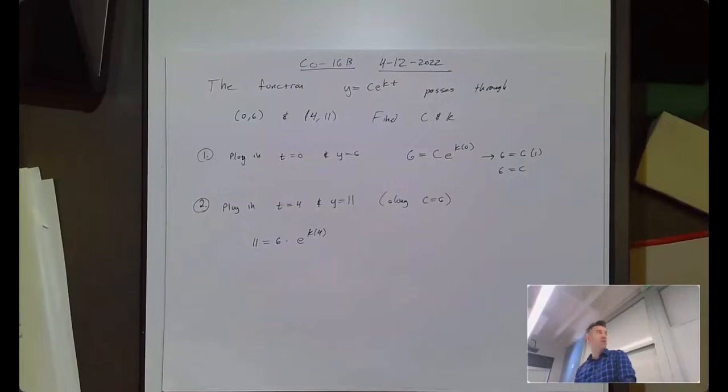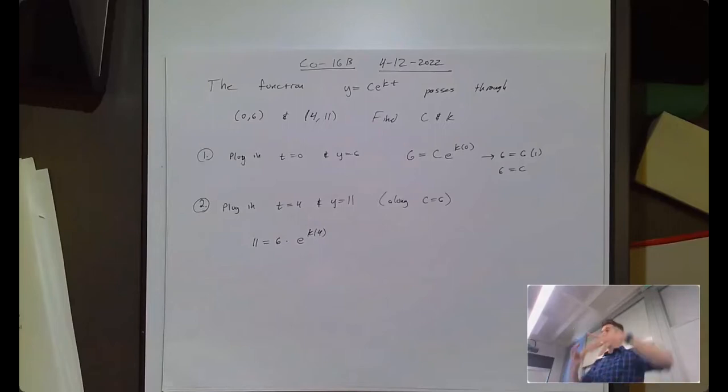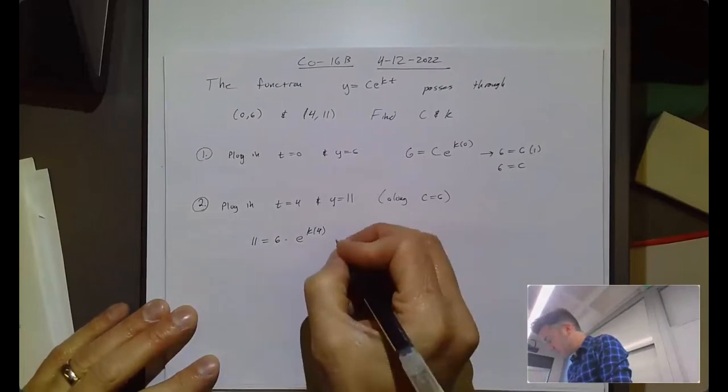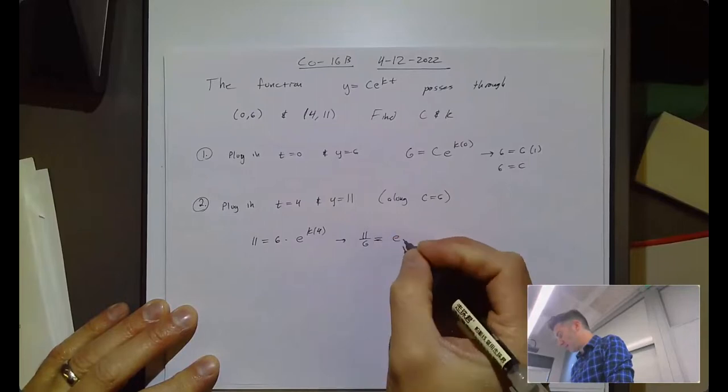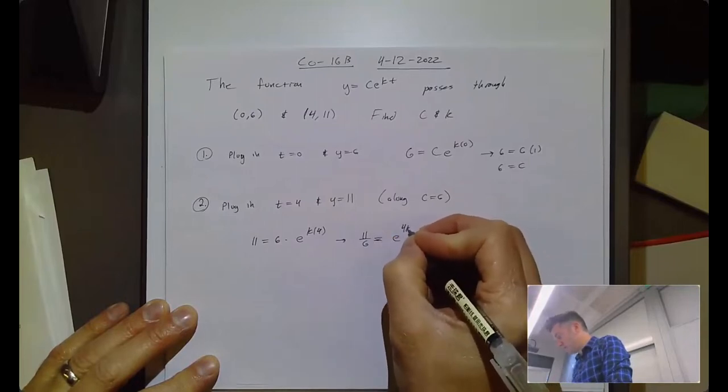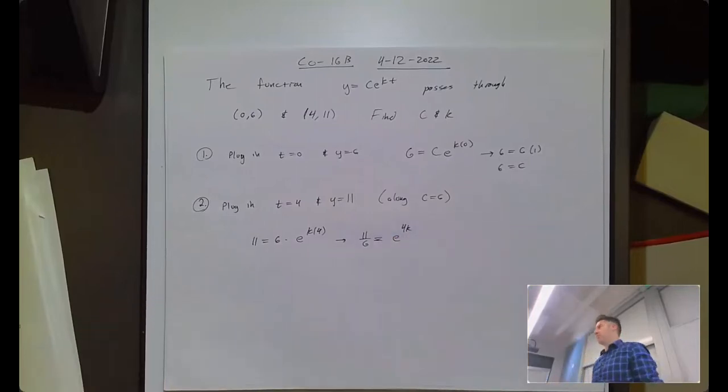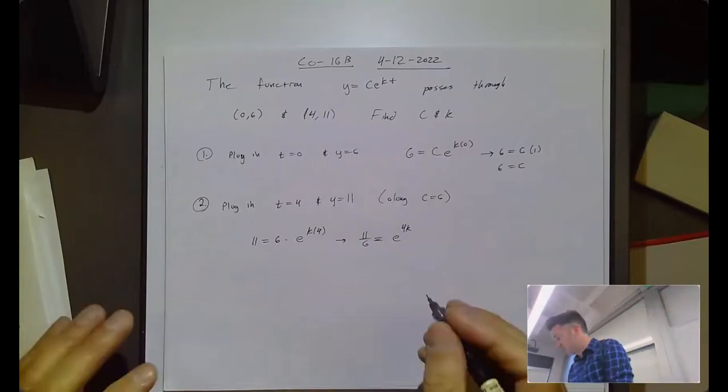And now this is a process of solving for k. Whenever you're solving an exponential equation like this, we first need to isolate the e to the whatever part. So we're going to divide both sides by 6. And I typically like to write this as e to the 4 times k. Doesn't really matter, but we like to write number things before we write letter things. It's just the way we do it.